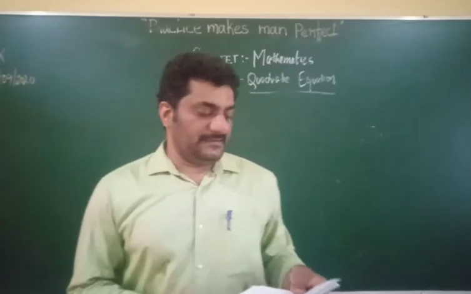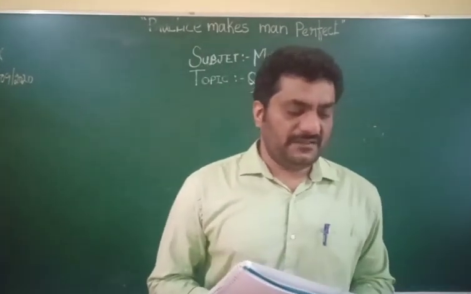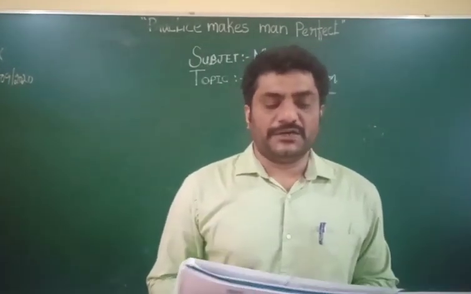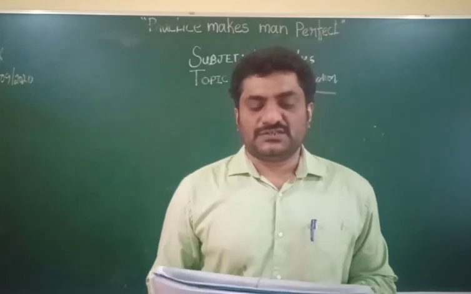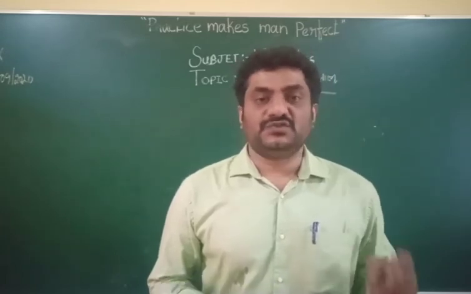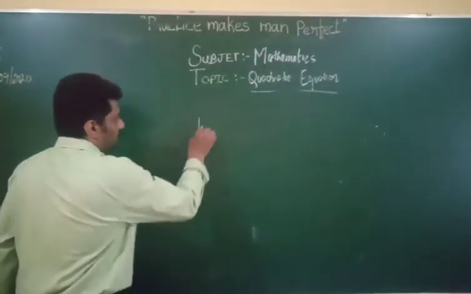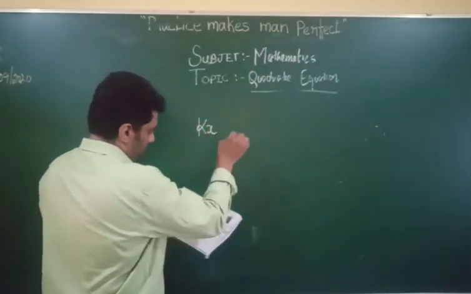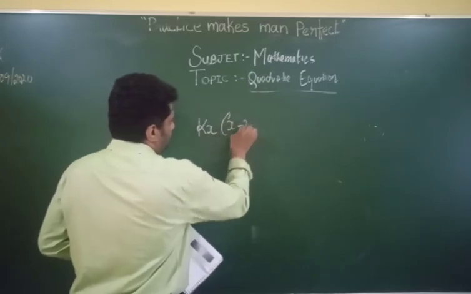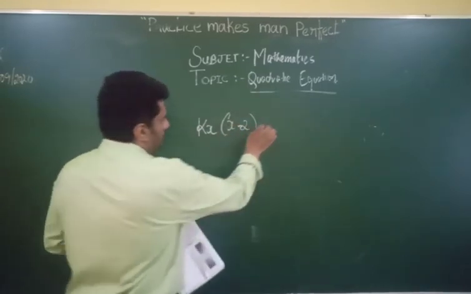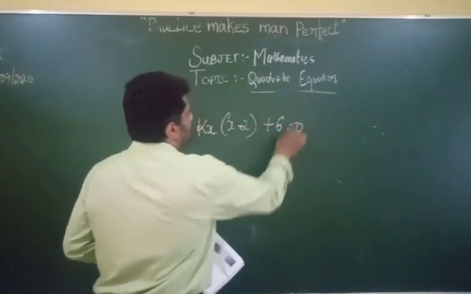Now in the second one, find the values of k for each of the following quadratic equations so that they have two equal roots. Now they have given the equation kx(x minus 2) plus 6 is equal to 0.